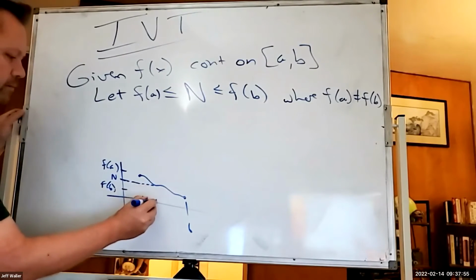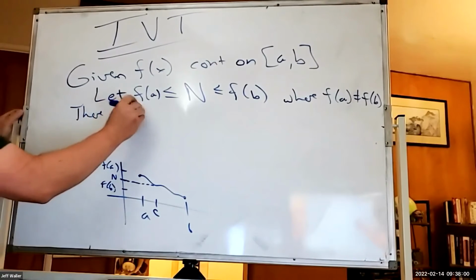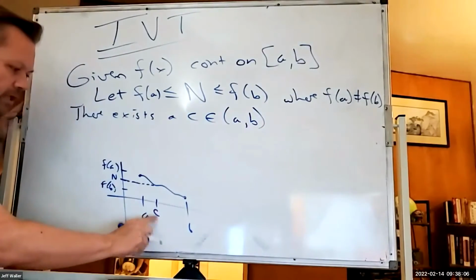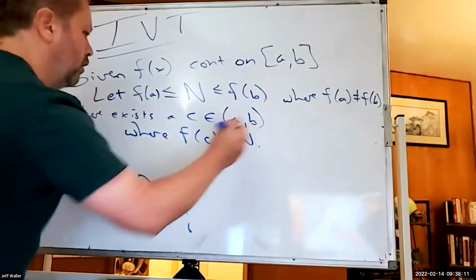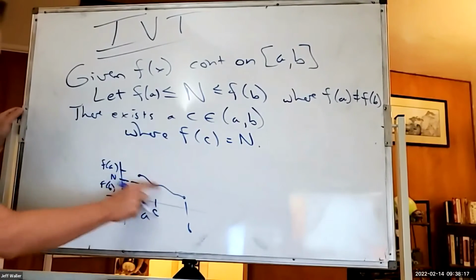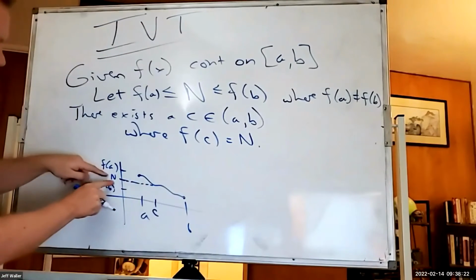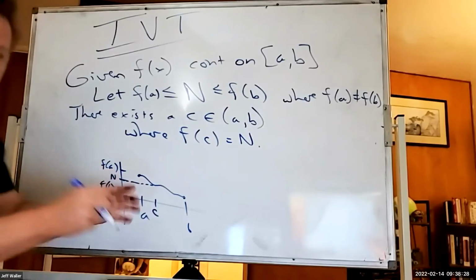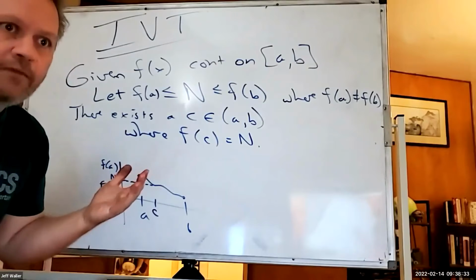So here's the idea. There must be at least one input. There exists a c in a to b, there exists something between a and b where f of c equals n. That's confusing, but visually, if I've got f of a, I've got f of b, and it connects, it's continuous, right? And n is anything in between. There must be an input that has that output. It can't skip it. It can't jump over it. That's the intermediate value theorem.